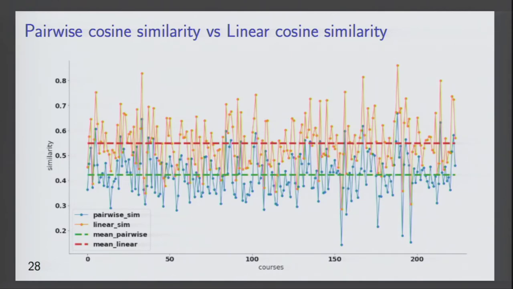So here you can see the pairwise cosine and linear cosine similarities for more than 200 courses. And our y-axis here represents the similarity. The orange distribution here is the linear similarity, and the blue line here is the pairwise similarity. And you can clearly see that the mean of the linear similarity, which is in red, is much higher than the mean of the pairwise similarity, which means that when we compare sections based on their vector representations, these vector representations do capture some meaning from the content.